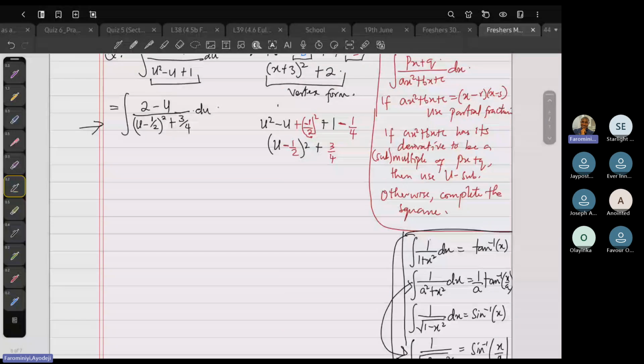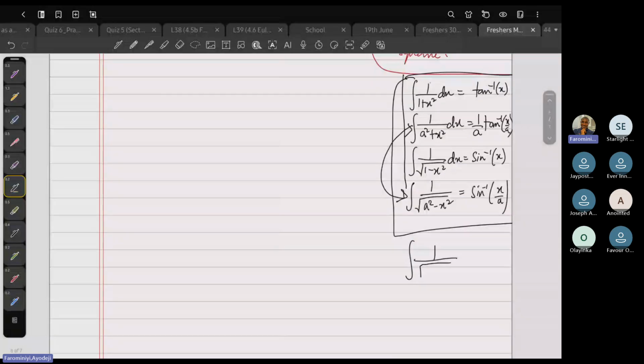So how is it helpful for us here? Anytime you have something like, let's do a simple one, 1 over 4 plus x squared. There is no square root. If you have x squared plus 4 or 4 plus x squared, according to what we just did in this number 2 fact, what would be the answer? Does anybody know?